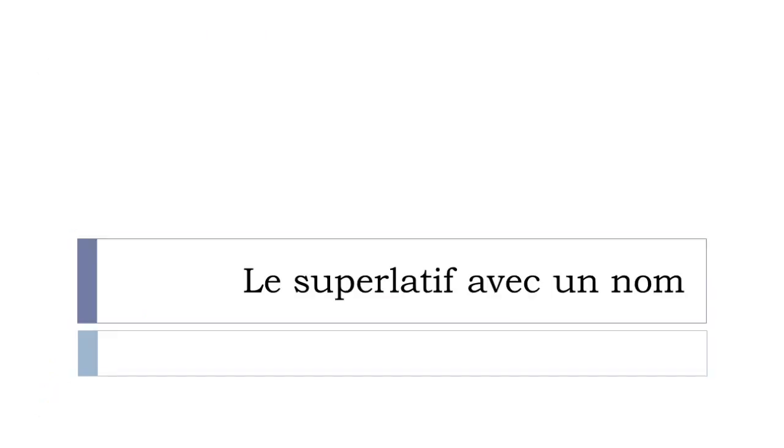Okay? Le superlatif avec un nom. Okay, so le superlatif, remember it's the most or the least in English. We saw in the previous video how to construct it with an adjective or an adverb, and in that case here it will be a really short one, but still if we want to construct this superlative form with a noun, avec un nom, let's see how we'll make that.